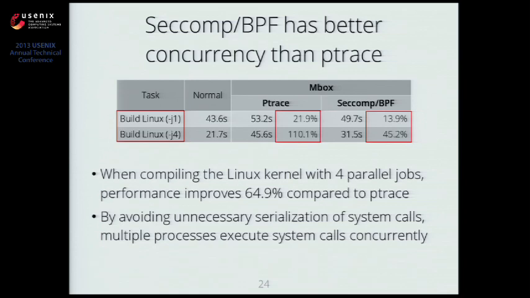When we're compiling the Linux kernel with 4 parallel jobs, using CCOM-BPF, performance can be improved by about 65% compared to ptrace. Using CCOM-BPF, we could avoid unnecessary serialization of system calls so that multiple processes can execute simultaneously.